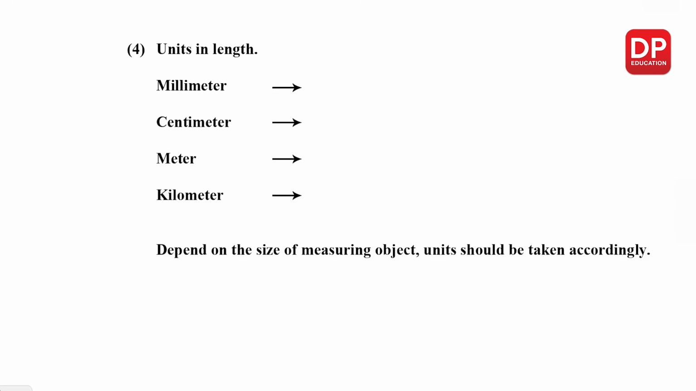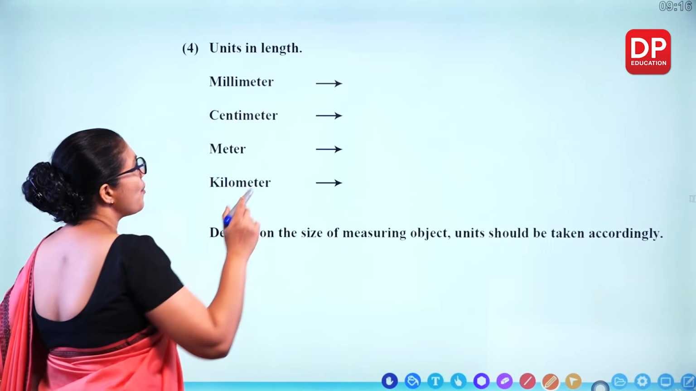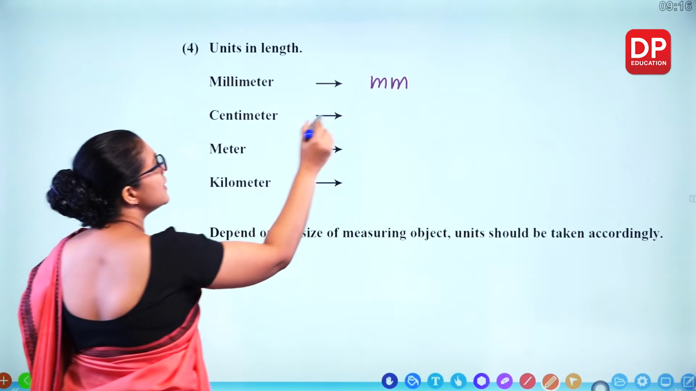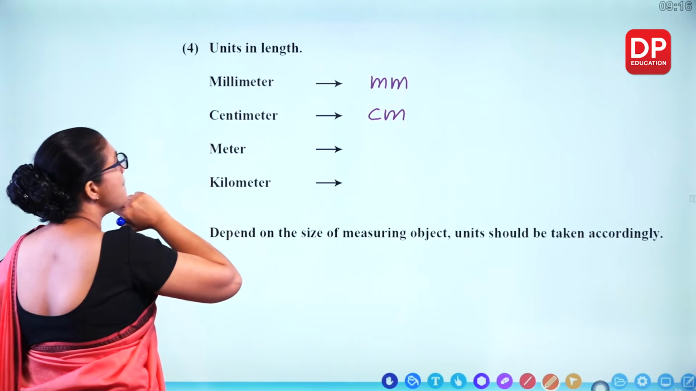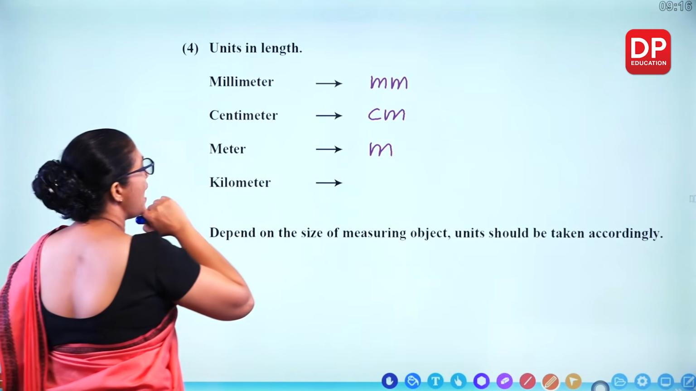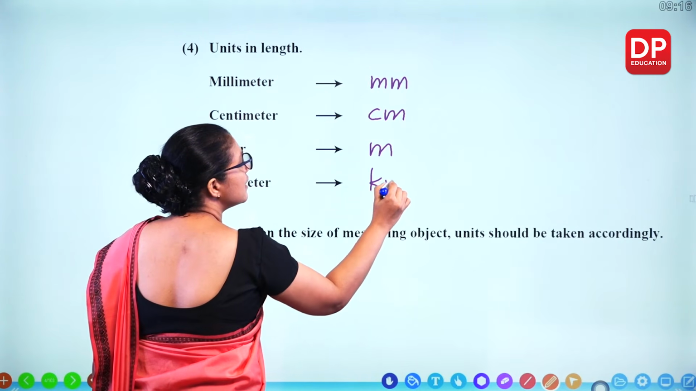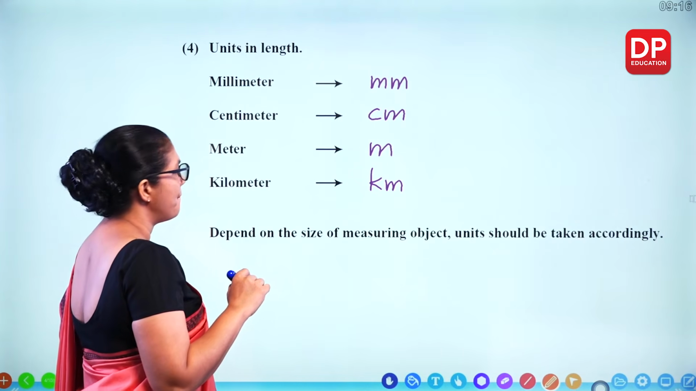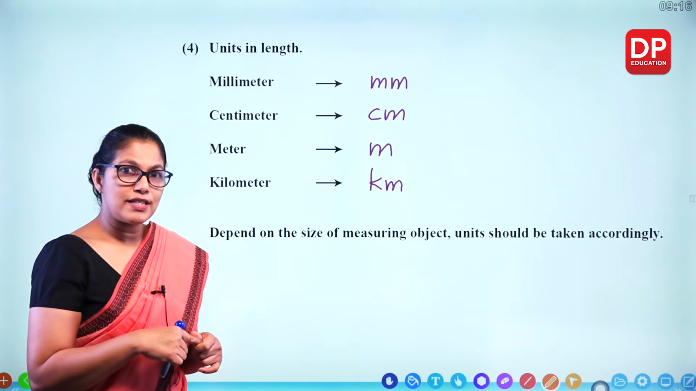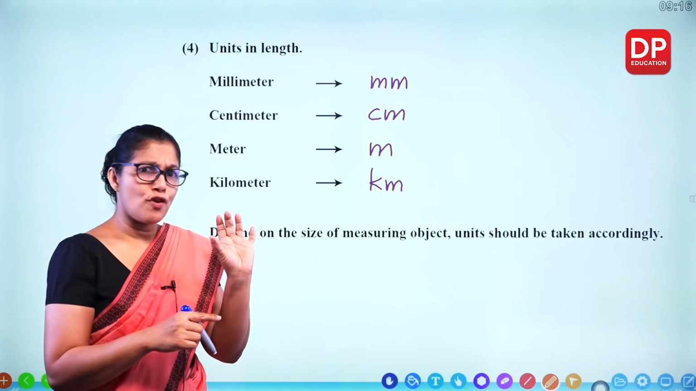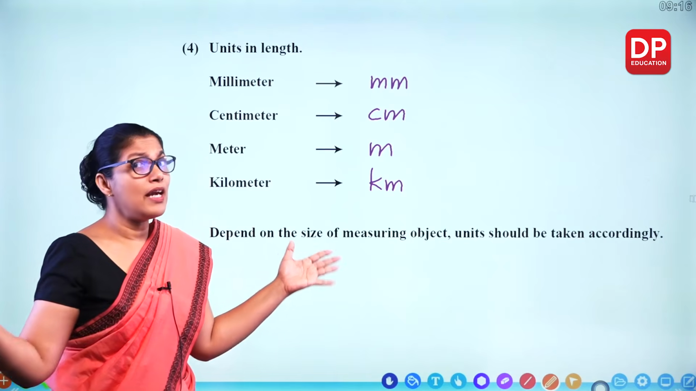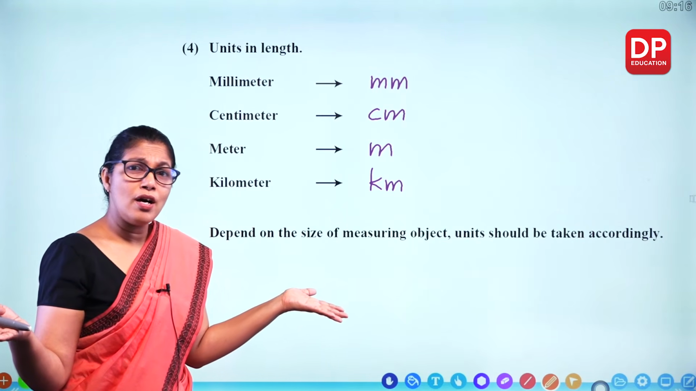Units in length. Millimeter. So how we write millimeter? mm. Centimeter, cm. Meter, m. And kilometer, km. Depend on the size of measuring object, units should be taken accordingly. So you can change it. If you want to measure a small distance, small length, you can use millimeters. A bigger one, you can take either meter or kilometers.